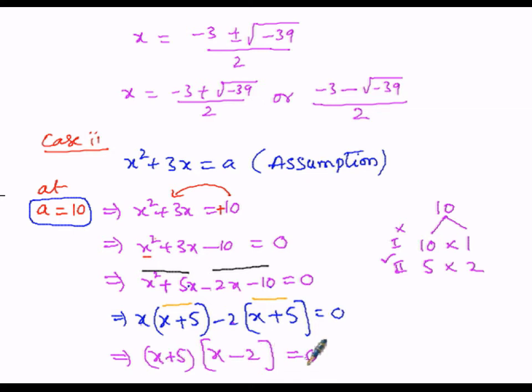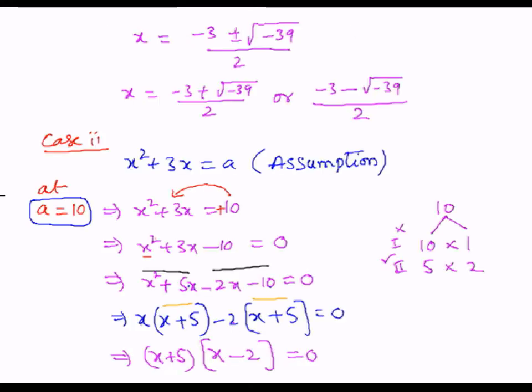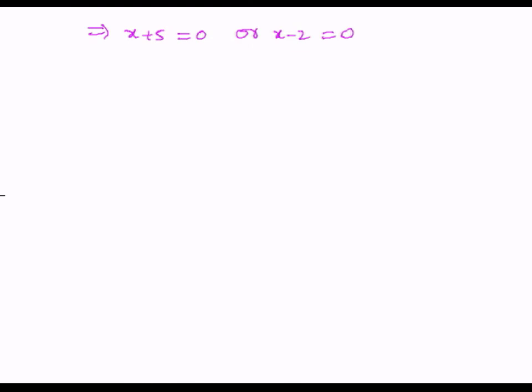Then the next logical step will be: x plus 5 must be equated to 0 or x minus 2 must be equal to 0. So here, x plus 5 equated to 0 and x minus 2 equated to 0. In order to get the value of x, I want to transpose plus 5 over to the right hand side, and similarly minus 2 over to the right hand side.